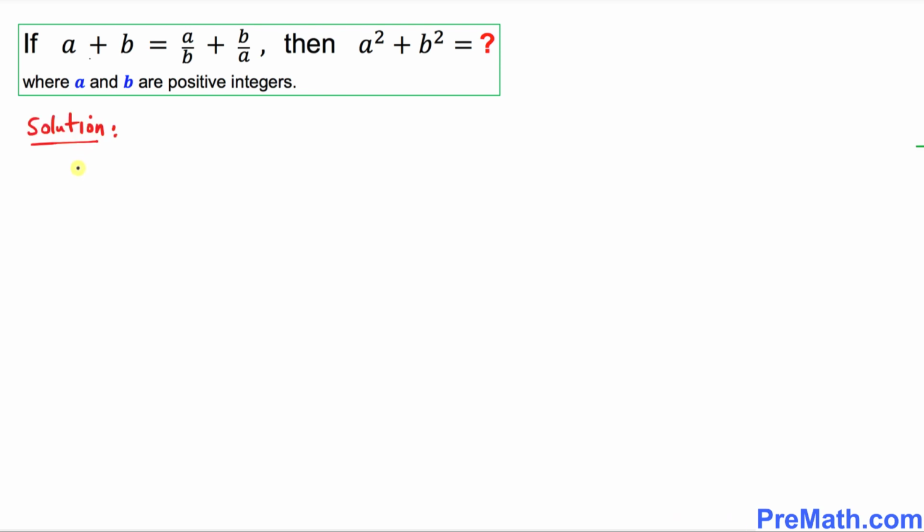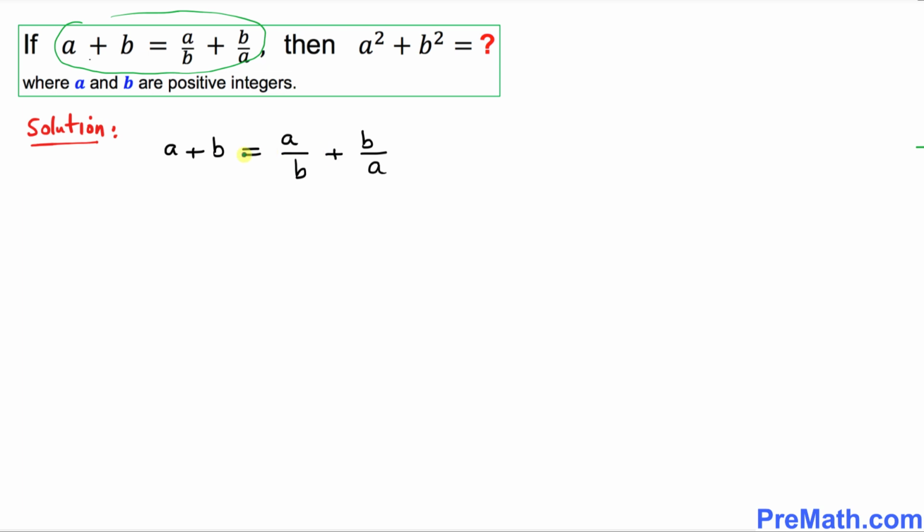So let's get started with our solution. And here I have written down this part of our question right up here. And now we are going to simplify these two fractions. We're going to add these two fractions on the right hand side by the crisscross method, by cross multiplication. Let me show you how we are going to do this one. So let's go ahead and get started.